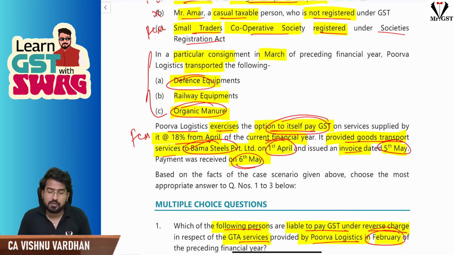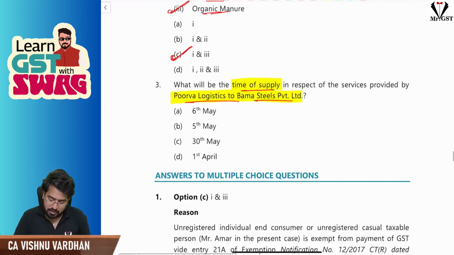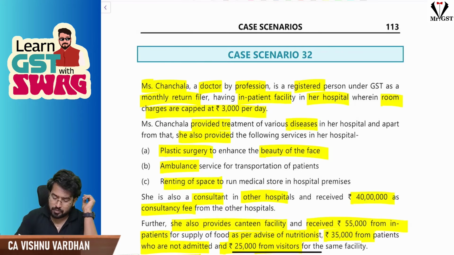So they have asked time of supply, if you remember. Service is completed on 1st April. Within 30 days, the invoice is not raised. So you will take completion date or payment date, whichever is earlier. Which is earlier? 1st April is earlier. So time of supply will be 1st April. Okay. So coming to the next case study.